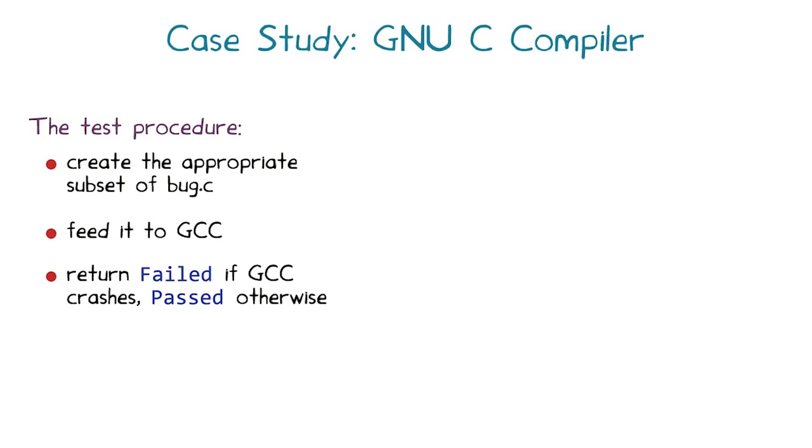We next write the test procedure to be provided to the delta debugging algorithm. This procedure consists of three steps. First, it creates the appropriate subset of bug.c. Next, it feeds this subset to GCC. Finally, it returns failed if GCC crashes and passed otherwise. We then run the delta debugging algorithm using this test procedure.